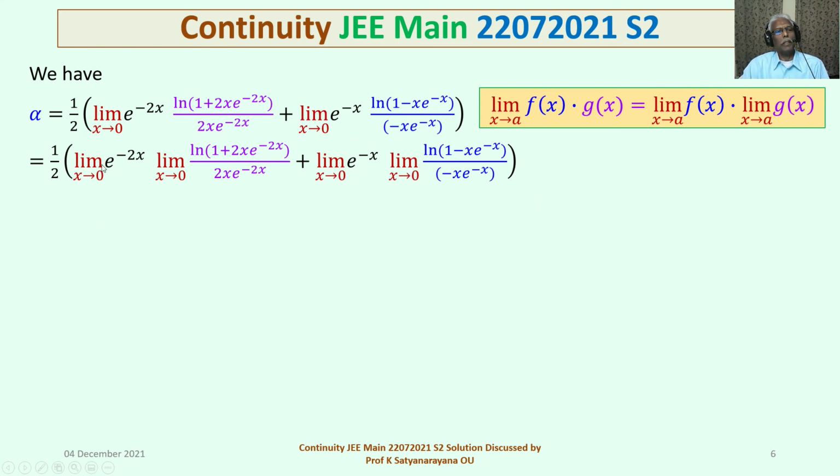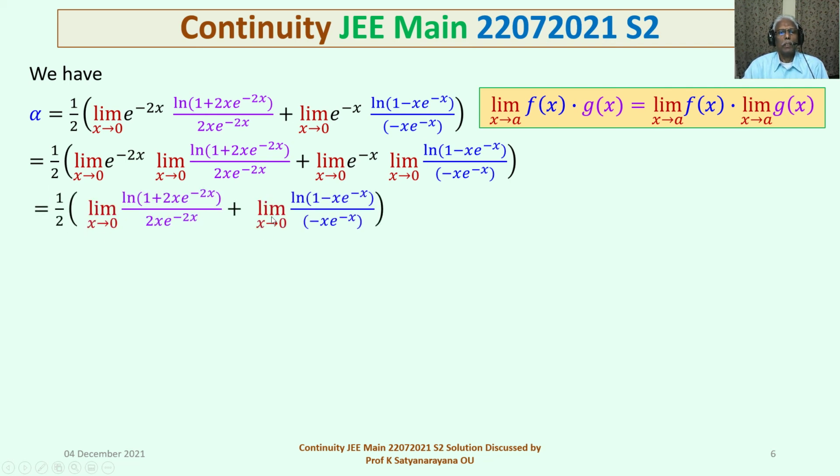But we know limit x tends to 0 of e to the power of minus 2x is 1. Limit x tends to 0 of e to the power of minus x is 1. So we are left with 1 by 2 into limit x tends to 0 of the first function plus limit x tends to 0 of the second function. Now we substitute capital X is equal to 2x into e to the power of minus 2x and capital Y is equal to minus x e to the power of minus x. Let capital X be 2x into e to the power of minus 2x and capital Y be minus x into e to the power of minus x.